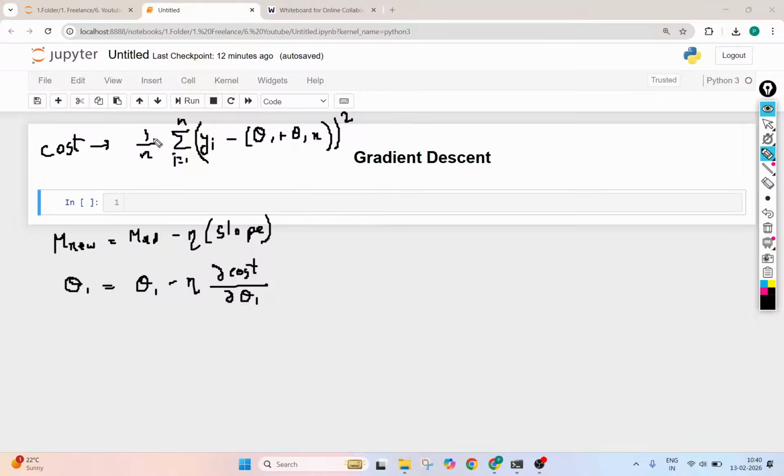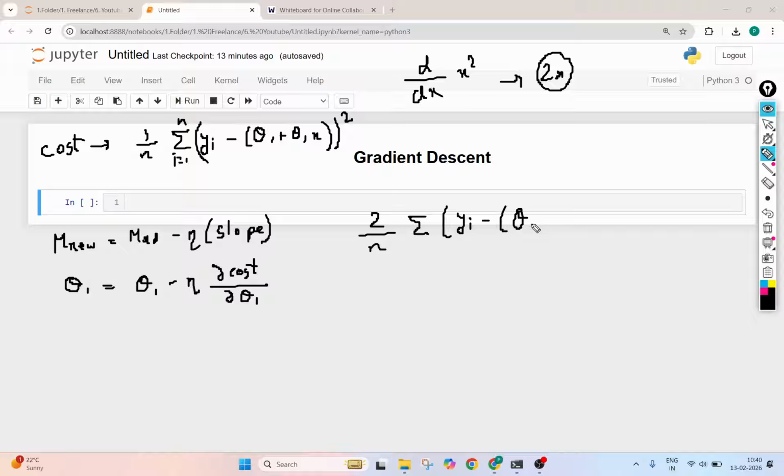Now, how does it work? When I'm differentiating, since we have a square, what is the differentiation of d dx of x square? The answer is 2x. So this 2 comes over here, then we differentiate x square, that is x. Similar way, we'll differentiate this. So this 2 comes in the front, so 2 by n summation, then the entire equation. Now, this is the differentiation for the square part.